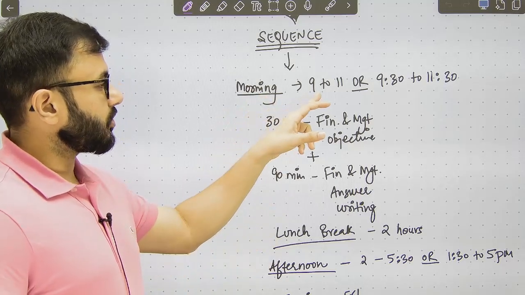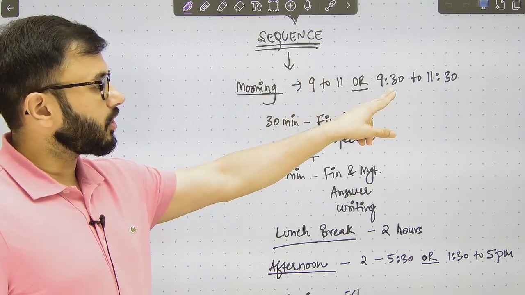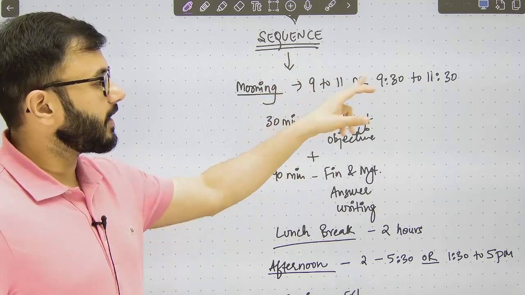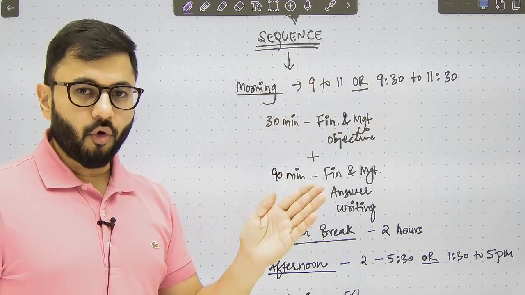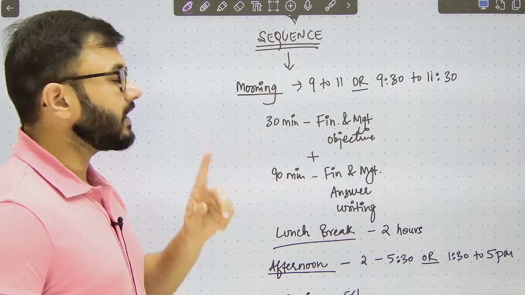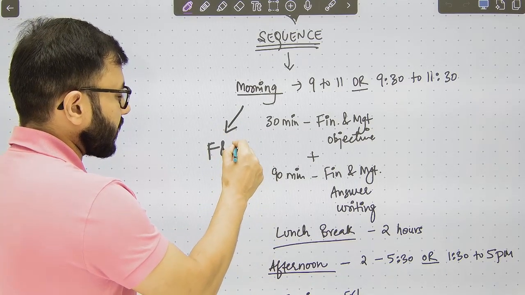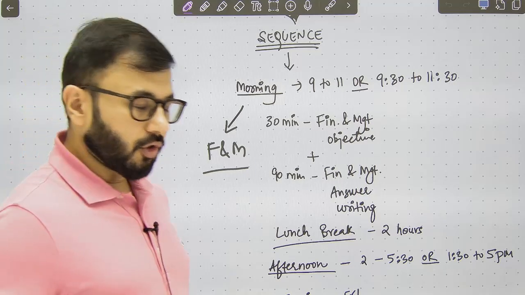In the morning session, it's normally either 9 to 11 or 9:30 to 11:30. Keeps changing, थोड़ा बहुत इधर उधर move होता रहता है. Ultimately, you get 2 hours before lunch time. In these 2 hours, you are given finance and management paper. Now, this is where it gets confusing for a lot of students.